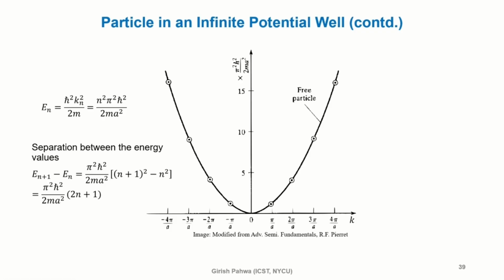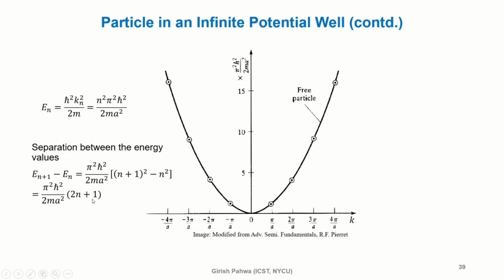So the separation between the energy values you can calculate as, two successive values of energy will be E(n+1) minus E(n), right? If you calculate it, you can put the formula, and instead of n you can put n plus 1, and for this you can put n. Pi square h bar square over 2m a square comes out to be common, and that will give you 2n plus 1.